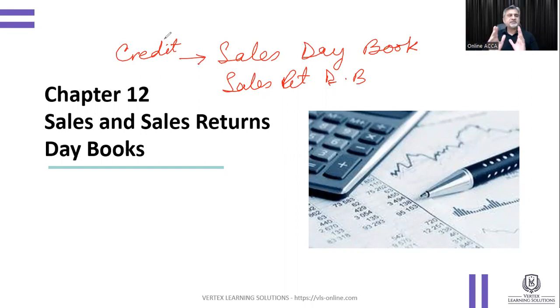So we have sales, and sales can be made in two forms. Either you can sell goods on cash, or you can sell goods on credit. When you sell goods on cash, those are recorded in the cash book, and when you sell goods on credit, those are recorded in the sales daybook. So what we learned is that the sales daybook will include only credit sales. It will not include cash sales.